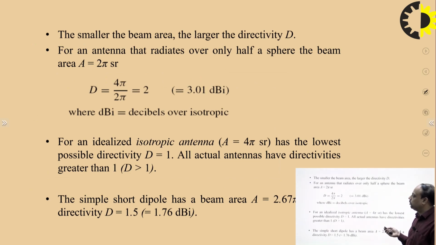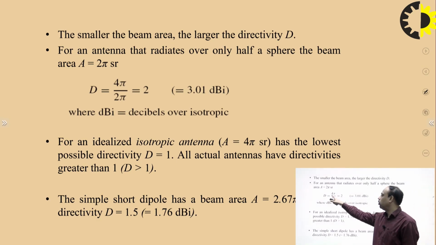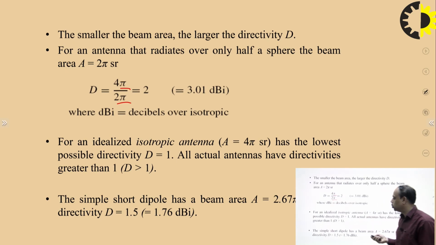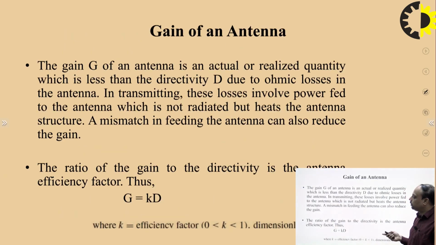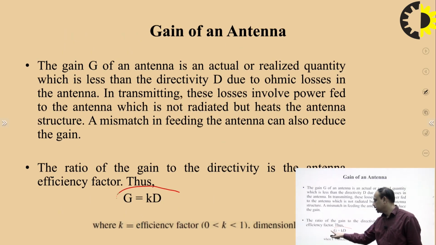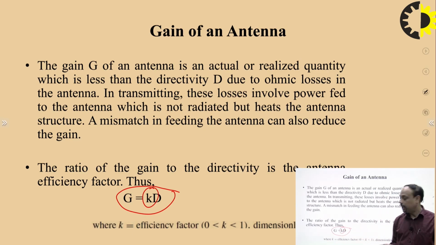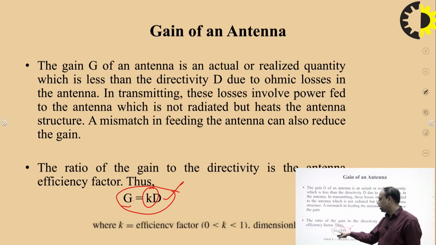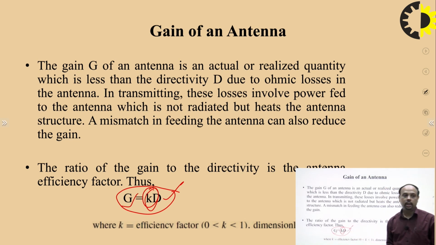So these are the different representations of the directivity. For a half beam area or semicircle, we have the directivity of 4π divided by 2π, which is equal to 2. Gain of the antenna is represented as K times the directivity, where K is the loss factor. Directivity is the ideal value, gain is the practical value, and K is the loss factor. So if we subtract the losses from the directivity, we can find the gain of the antenna.